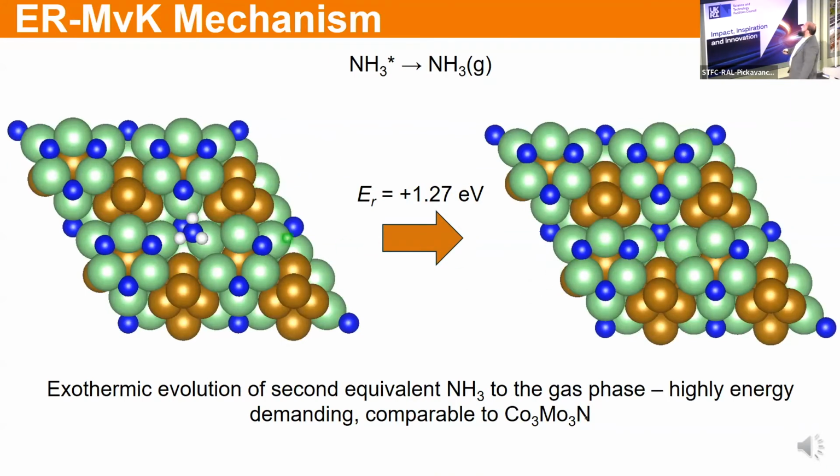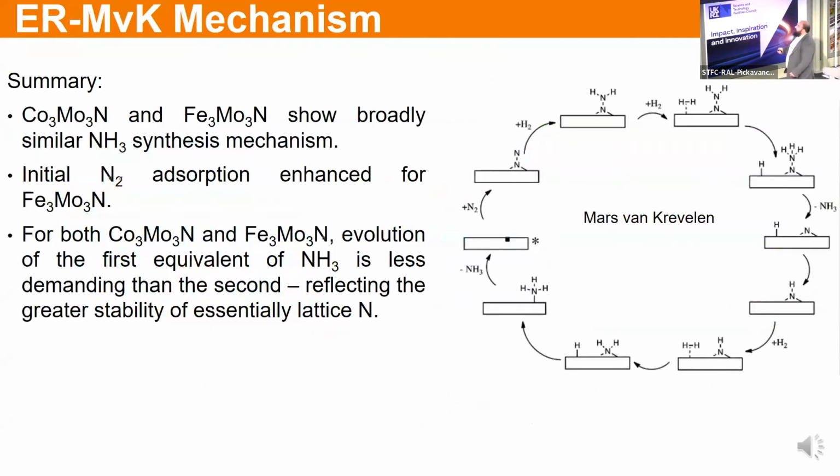So you see here, this is very endothermic at 1.27 electron volts, and this is quite comparable to the cobalt molybdenum nitride. So just a very brief summary of this mechanism: the key feature of the nitrides is the ability to utilize nitrogen vacancies to enable this mechanism. And we can see in general, the mechanism on the cobalt and iron molybdenum nitride systems is broadly quite similar, apart from its alternating between low and high barriers. But where we see the rate limiting steps, the highest barriers are quite comparable.